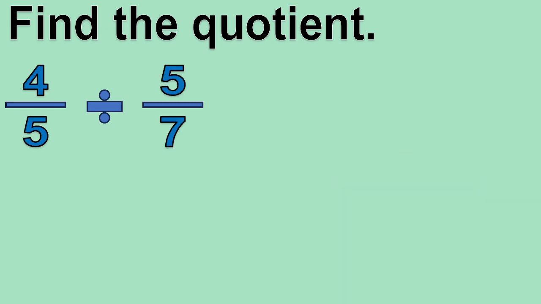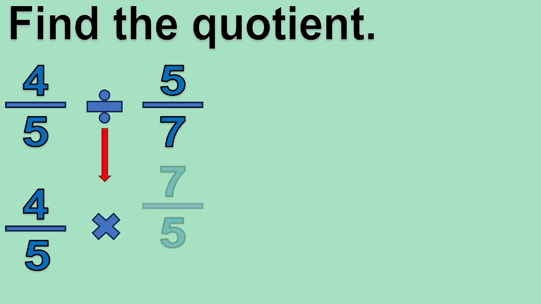Another problem. 4/5 divided by 5/7. First, keep the first fraction as is. We have here 4/5. Change the division sign to a multiplication. And flip the second fraction. We have here 7/5. Now, multiply the numerators.